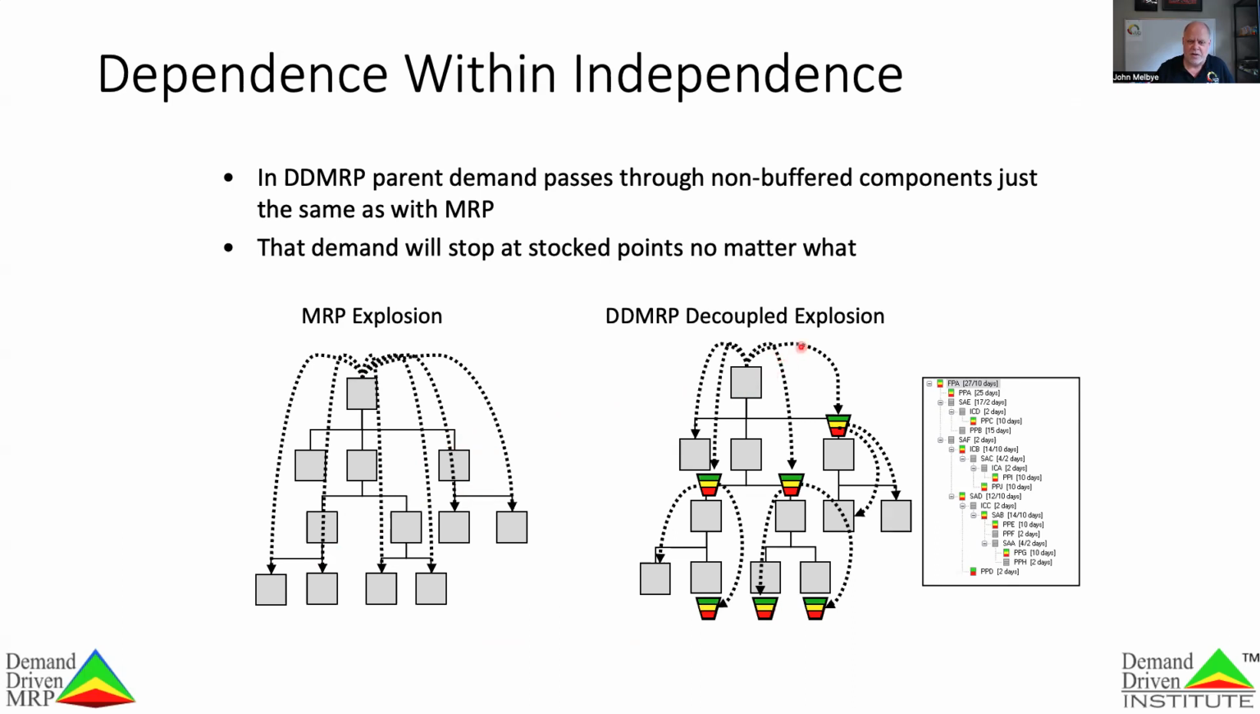DDMRP says, only cause that chaos in between the buffered components, which means it's not really that much chaos. And we can manage precision in these smaller windows. But in between the decoupling points, DDMRP and MRP work exactly the same. They both try to net to zero, and they both expect precision to happen. That's why we call it DDMRP, because MRP is still inside of DDMRP.